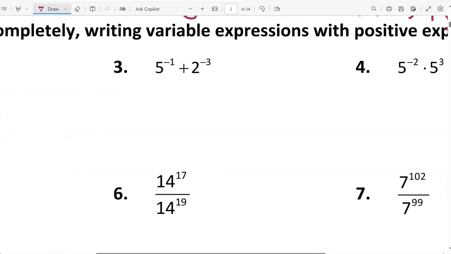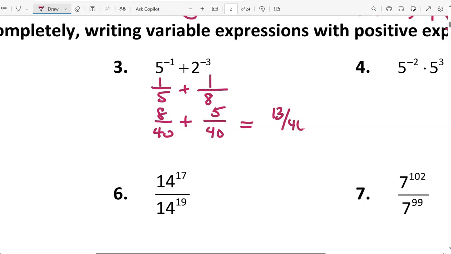In number 3, we have exponents to evaluate first. So 1/5 plus 1 over 2 cubed, and 2 cubed is 8. So now 1/5 plus 1/8. Our common denominator will be 40. So that's 8/40 plus 5/40, and the result is 13/40.